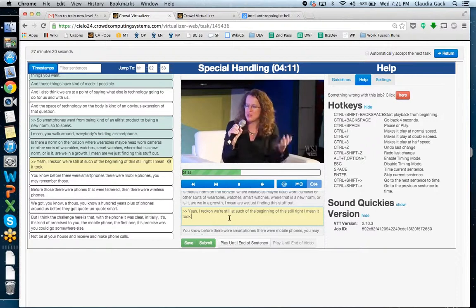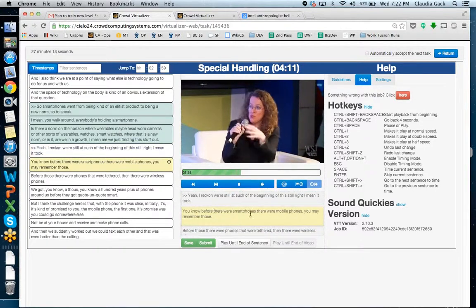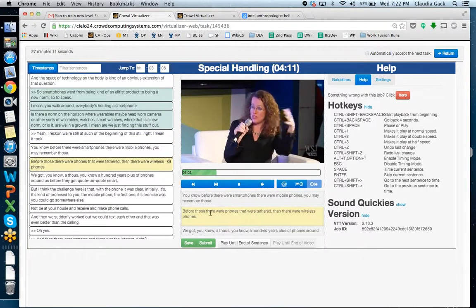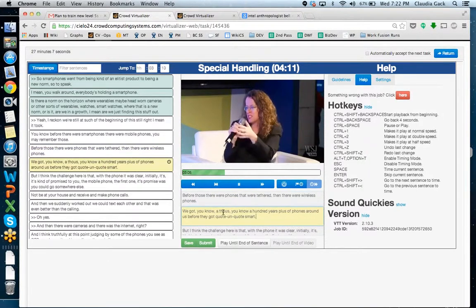Yeah, I reckon we're still at such the beginning of this still, right? I mean, before there were smartphones, there were mobile phones. You may remember those. Before those, there were phones that were tethered, and then there were wireless phones. We've got 100 years plus of phones.